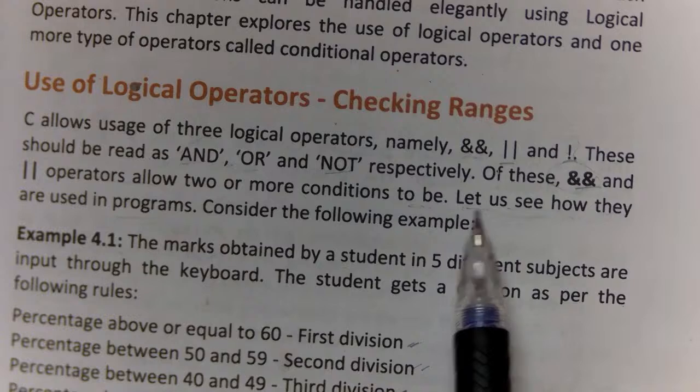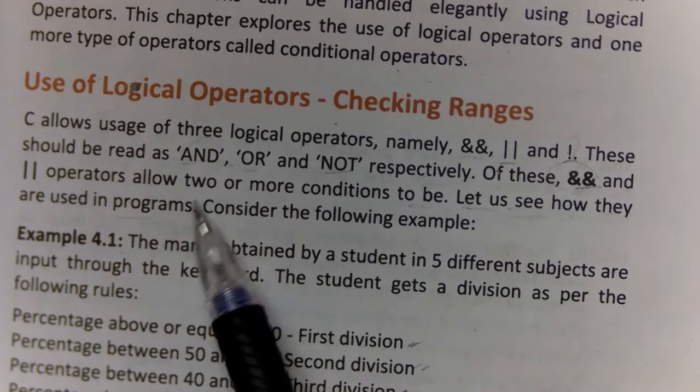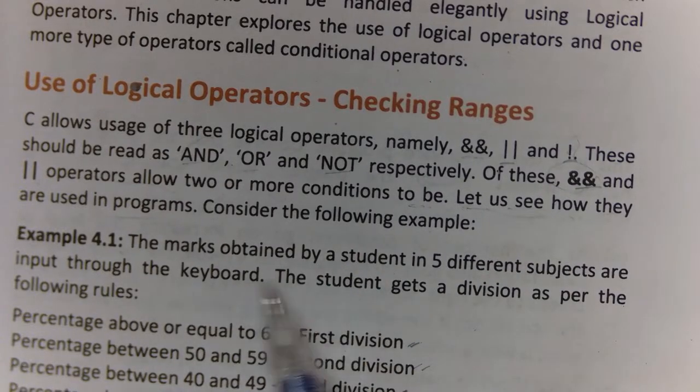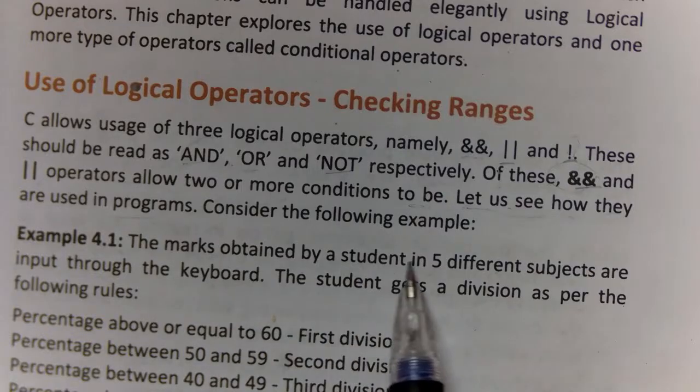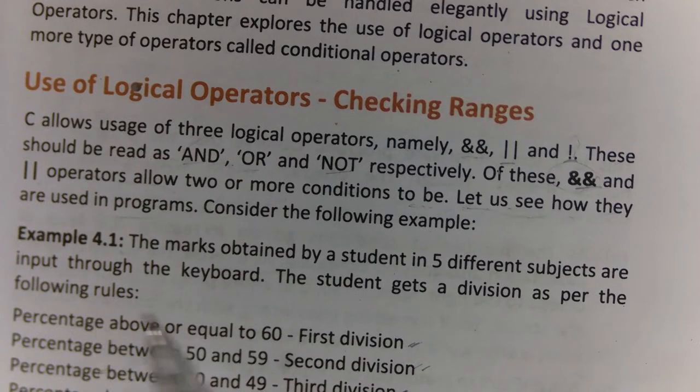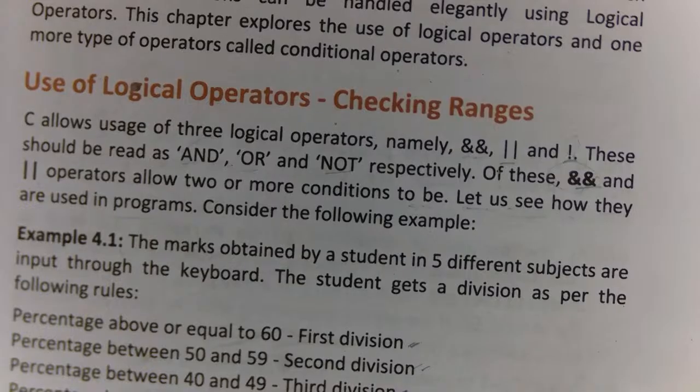Let us see how they are used in a program. Consider the following example. The marks obtained by a student in 5 different subjects are input through the keyboard. The student gets a division as per the following rules: percentage above or equal to 60 is first division, percentage between 50 and 59 is second division, percentage between 40 and 49 is third division, and percentage less than 40 is fail. Write a program to calculate the division obtained by a student.